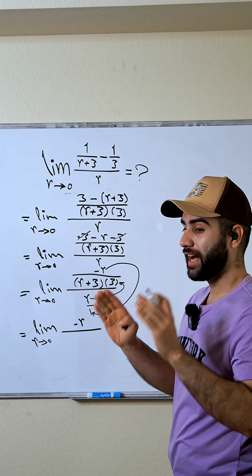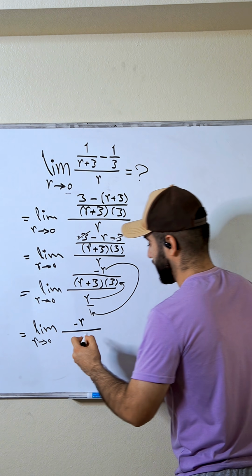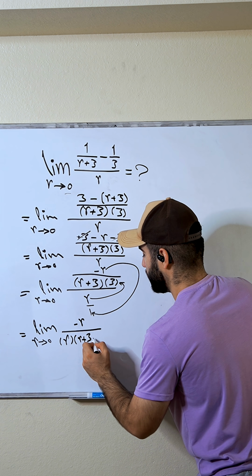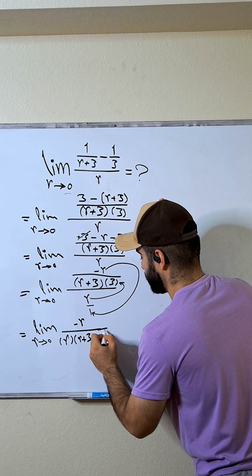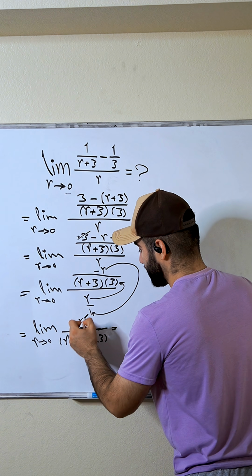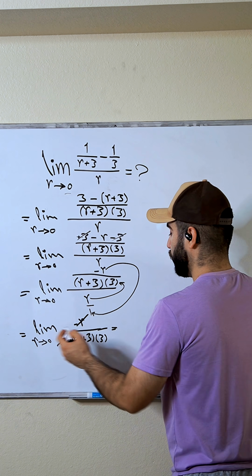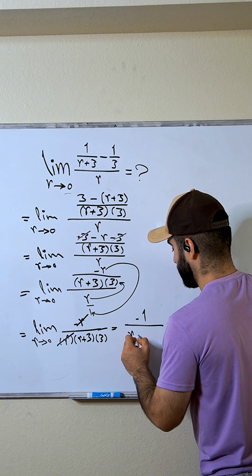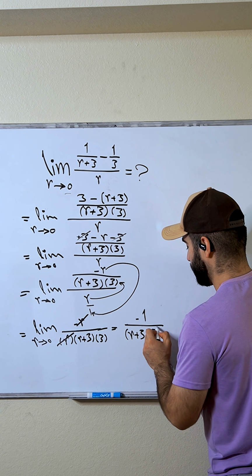But now r times r plus 3 times 3, I don't want to multiply it, I just write them down. Maybe they just cancel out. Let's see. R times r plus 3 times 3, right? And now, yes, they cancel out. This r cancels out with this r. And what I get is negative 1 over r plus 3 times 3, right?